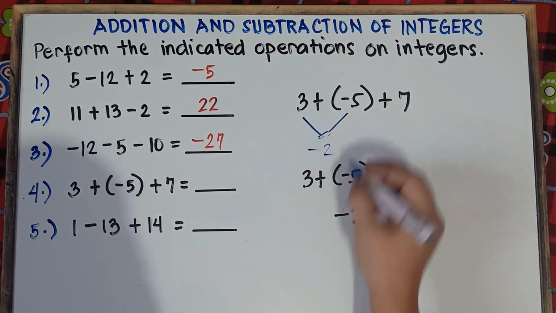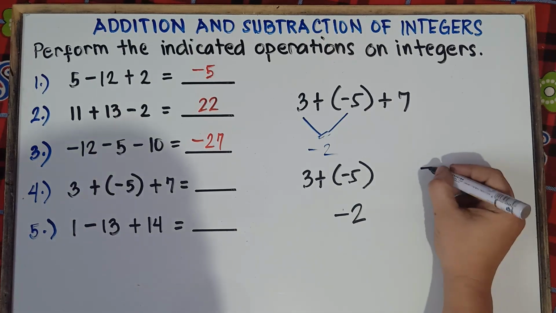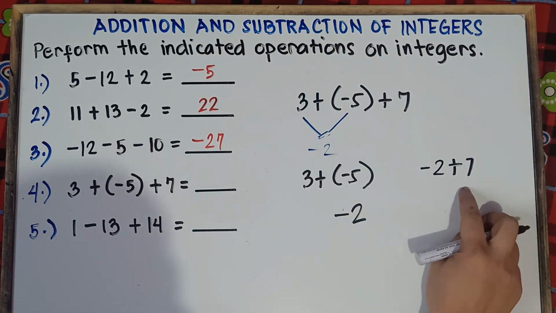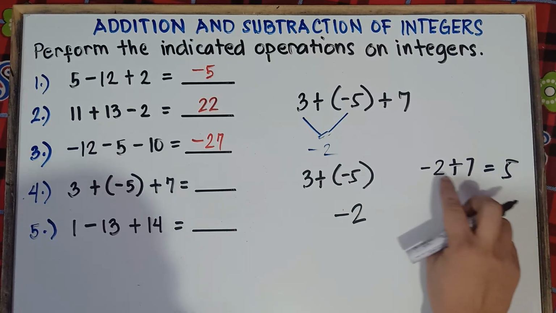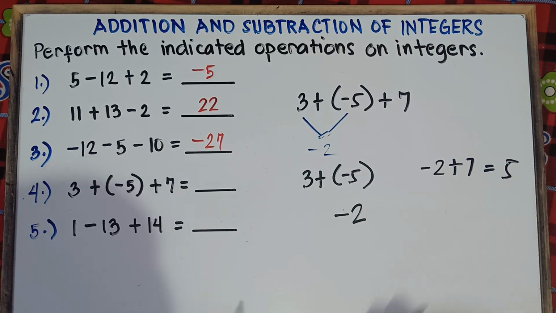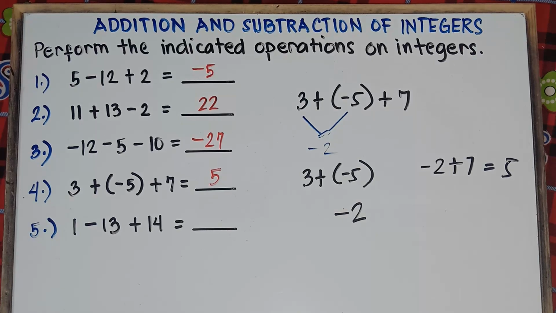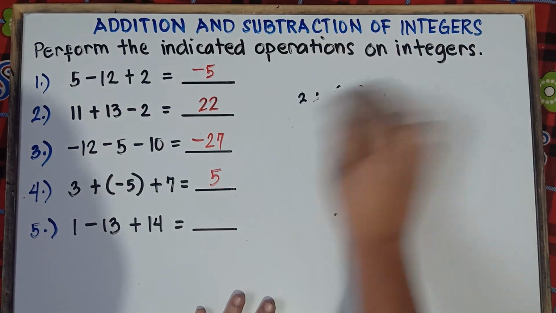Alright, so this is negative 2 plus 7. Unlike signs, so subtract 7 minus 2, that's 5. Now 7 is greater than 2, we copy the sign. So therefore, our answer is positive 5. That's it, class, for example number 4. Easy, right, for number 4? Alright, so let's have example number 5.